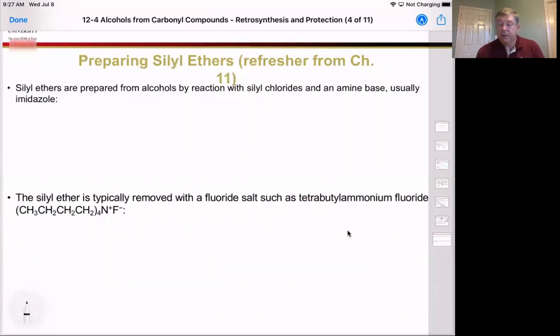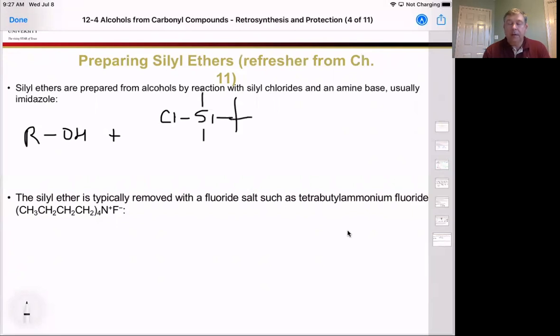So let's do this with an actual reaction. So let's go ahead and show you how we would protect and deprotect an alcohol. So we can take any alcohol here in the presence of a chlorosilane reagent, and we're going to use that same t-butyl dimethylsilyl chloride. And we typically do this reaction in the presence of imidazole, which is a base, in our reaction here.